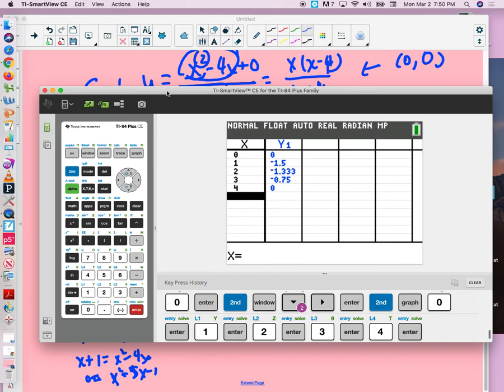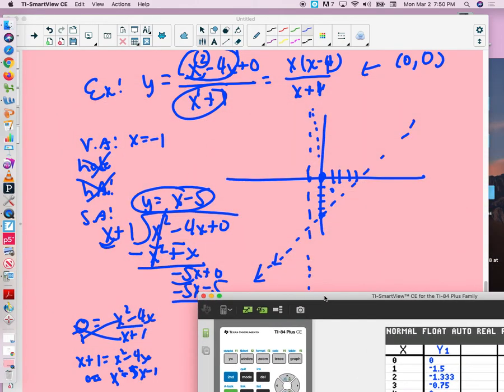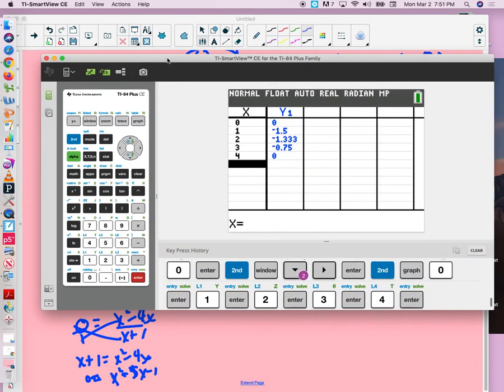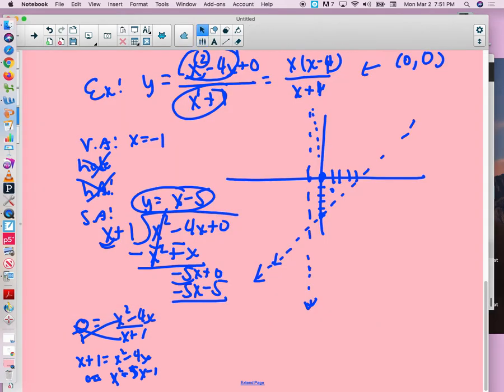Oh, wait, I must have done something wrong. I'll go back to it. Oh, I see what I did wrong. I'm sorry. Right here, when I cross multiplied, that right there is 0.